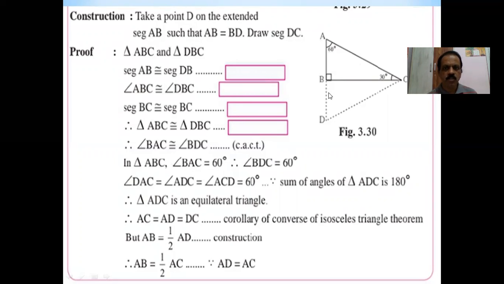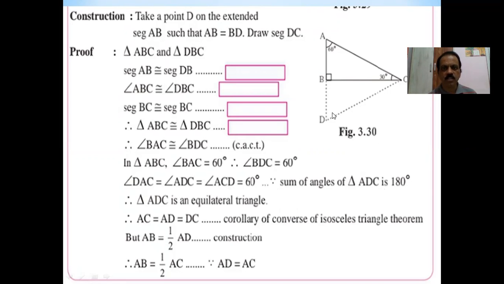This is the given angle. So this angle is equal to 60 degrees. This is 30 degrees. Now look here, angle DAC is equal to angle ADC is equal to angle ACB. Therefore, the sum of the angles of the triangle is equal to 180 degrees. This is 60 degrees. This is 60 degrees.